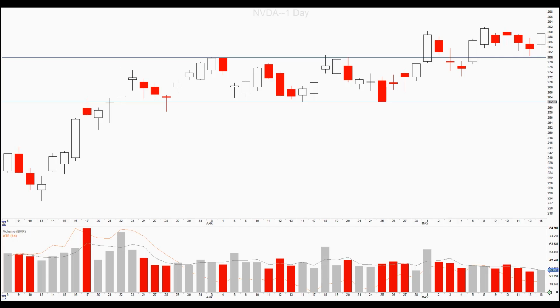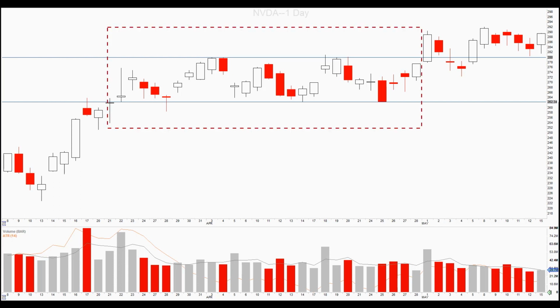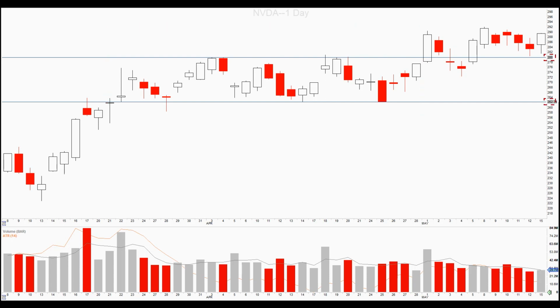When one of these ranges on the higher time frame is found, it can be in play multiple times over the course of a week, sometimes even multiple times during the intraday session. Take this example on NVIDIA. Notice the box drawn here on the daily chart. We can see a top side located around 280 and a bottom side located around 262.